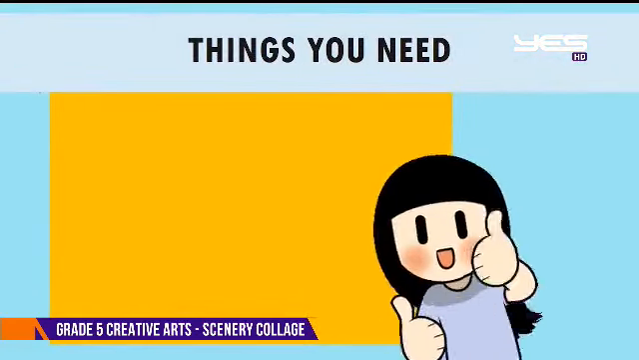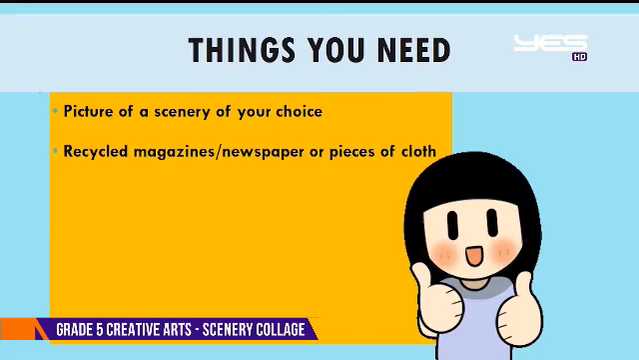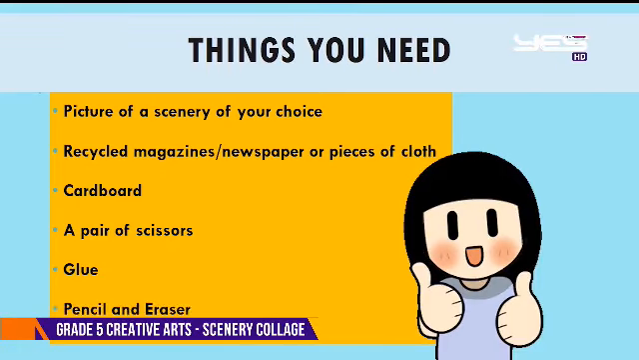Now let's look at the things you need for this project. First, a picture of a scenery. You're going to choose a scenery by browsing Google or choosing a picture that you've taken from a trip. Second, you need recycled magazines, newspaper, paper, or pieces of cloth. You can use all of these materials or some of them. Next, you need a cardboard piece on which you will be doing the work, a pair of scissors to cut the paper, glue to paste, and pencil and eraser to draw your idea on the piece of cardboard.